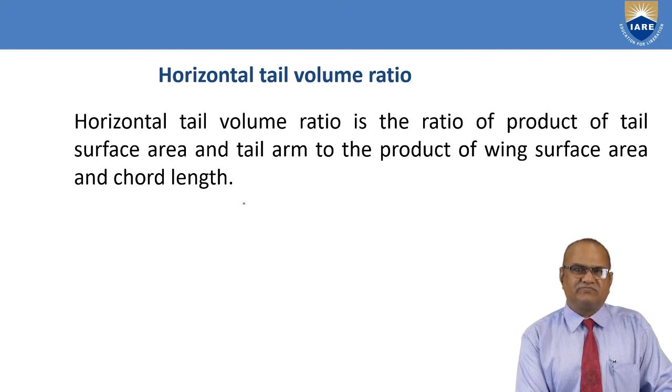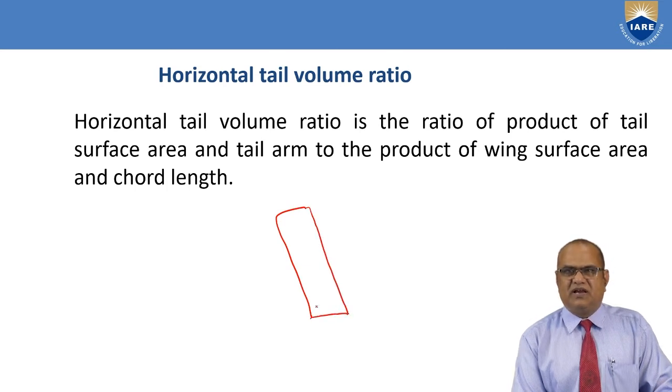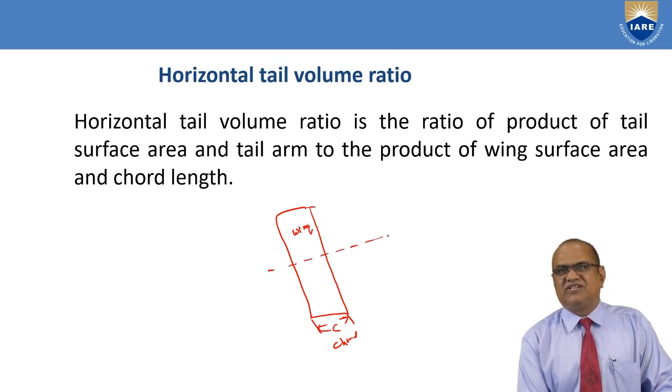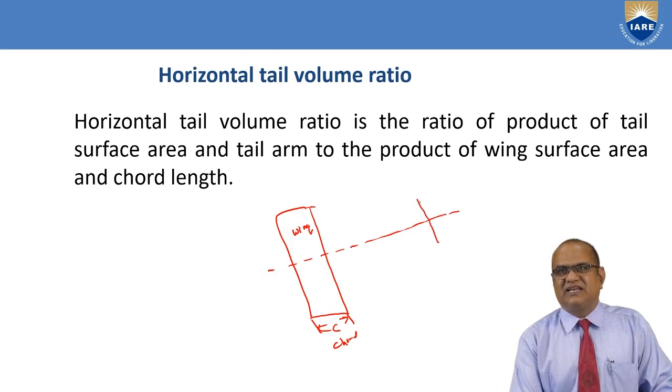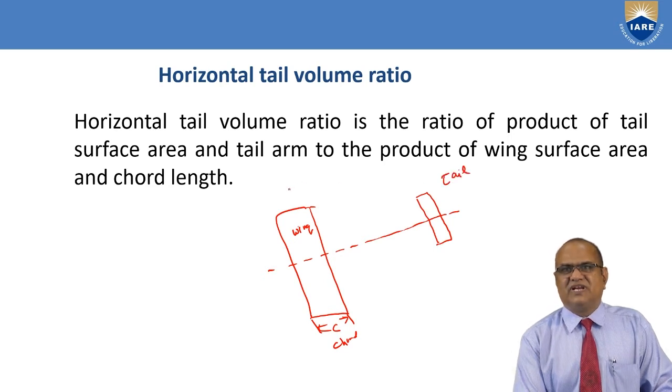We can say that it is a ratio of the wing. I am drawing the wing here. This is the wing, and this is the chord of the wing. Okay, and if I make here horizontal, and here is the tail. This is the tail. And this is the wing here. So if the CG is here, from here to here, this is the distance. This is the AC of the tail.